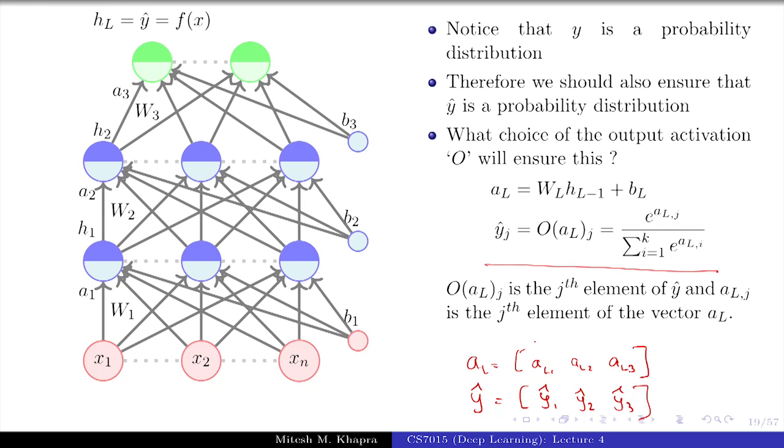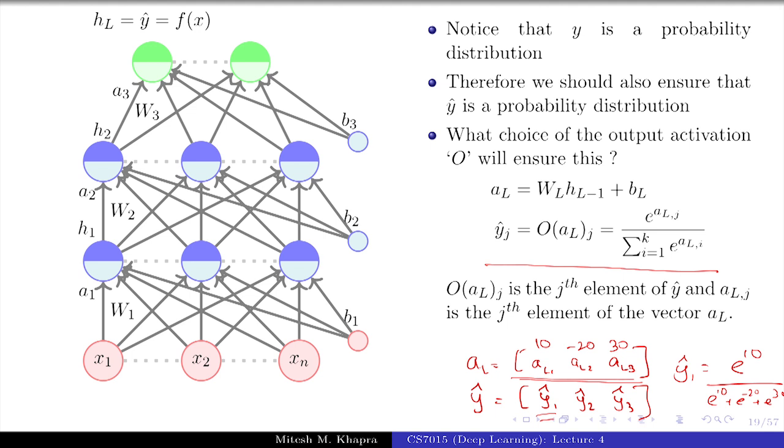So now what this function does is, how is it going to predict y1 hat? Suppose these values were 10, minus 20, and 30. So what's going to be y1 hat? It's going to be e raised to 10 divided by e raised to 10 plus e raised to minus 20 plus e raised to 30, right? So now you see how the output is computed from each of these values, right?